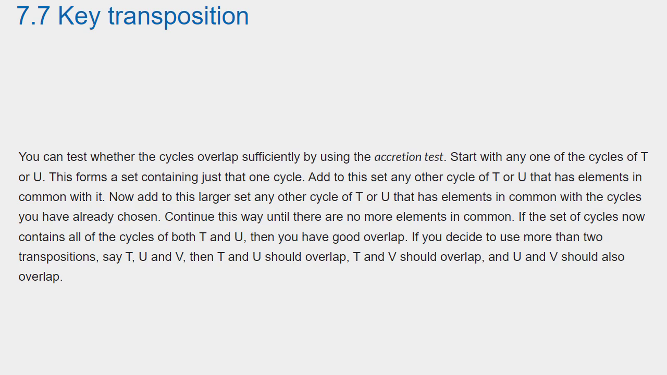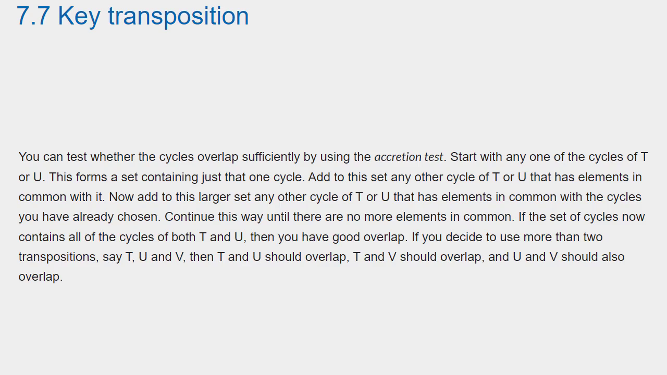You can test whether the cycles overlap sufficiently by using the accretion test. Start with any one of the cycles of T or U. This forms a set containing just that one cycle. Add to this set any other cycle of T or U that has elements in common with it. Now add to this larger set any other cycle of T or U that has elements in common with the cycles you have already chosen. Continue this way until there are no more elements in common.